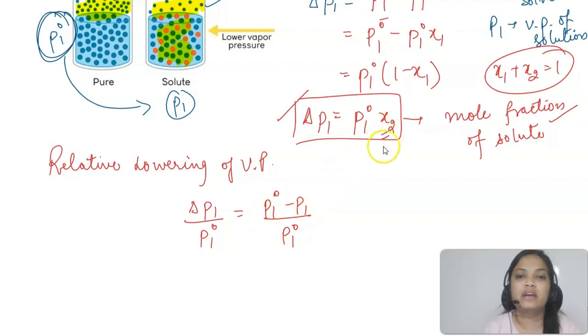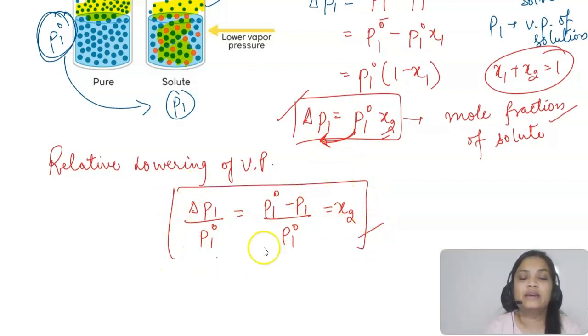तो ये किसके इक्वल आया है हमारे पास? That has come equal to x2, right? So यहाँ से अगर हम denominator में ले जाएं, if we take it in the denominator, that is coming out to be x2. So this is the expression for relative lowering of vapor pressure, and this is dependent on the mole fraction of solute.